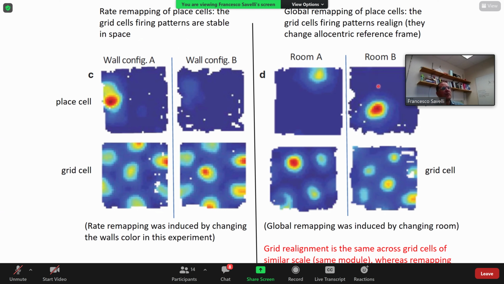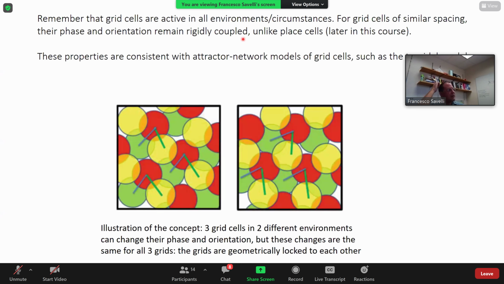You go from room A to room B and you see a place field that moves. Well, grid cells move too. So you see that now the pattern of the grid cell on the left and on the right are different, while these ones are identical. So the grid realigns in a way, changes the reference frame, but grid cells are always active. Always remember what we said: the grid cells are always active in every environment. It's not like they go silent in one environment but not in the other. And also remember what we said, that grid cells keep their alignment to each other.